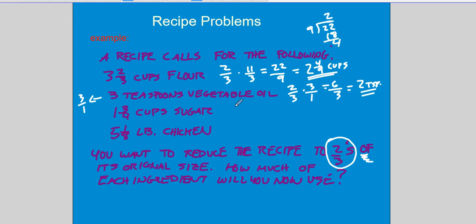Now 2/3 of 1 3/4 cup sugar. Well, 2/3 of 1 3/4 is going to be 1 times 4 plus 3 is 7/4. So that's going to be 14/12. Okay, that can be reduced. I could have reduced it here also. That's going to be 7 over 6. If I divide 6 into 7, it goes 1 time. 1 times 6 is 6. So that's going to be 1 1/6 cup sugar.